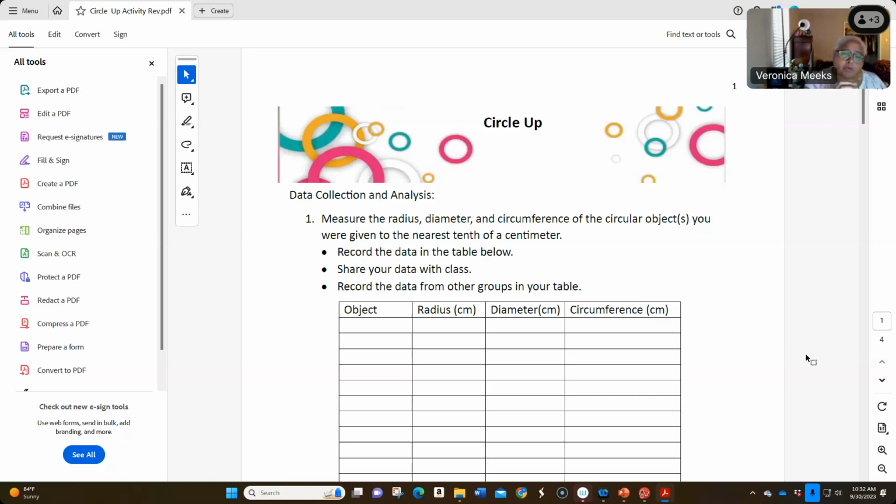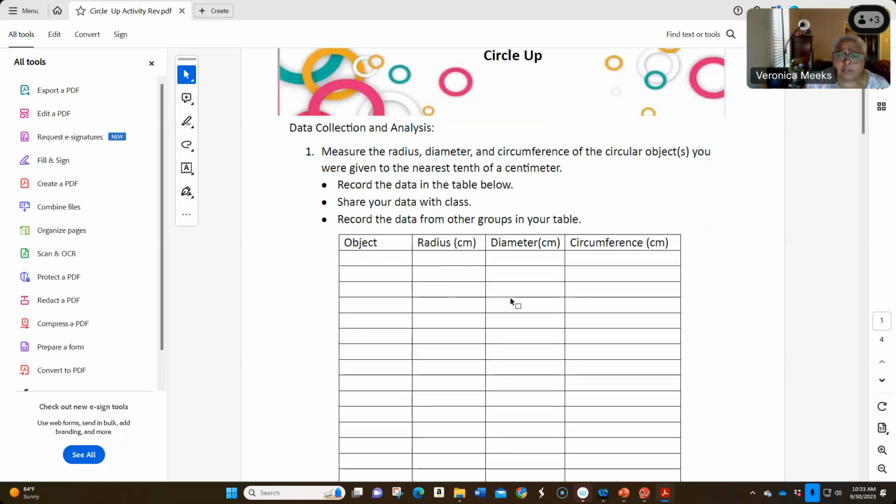The way that this is set up is you would have students in groups, and you would have each group have maybe one or two objects that they have to measure the radius, the diameter, and the circumference. So you would need a measuring tape to be able to do that. Since this is an original activity, it doesn't have teacher notes. I'm going to create them a little bit later on. So if you email one of us, we'll be happy to share that with you.